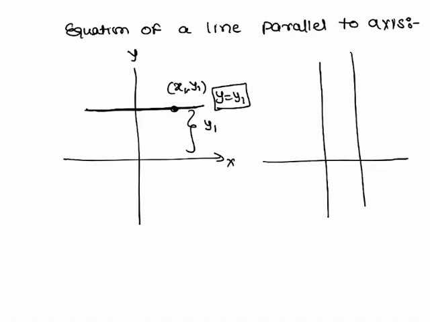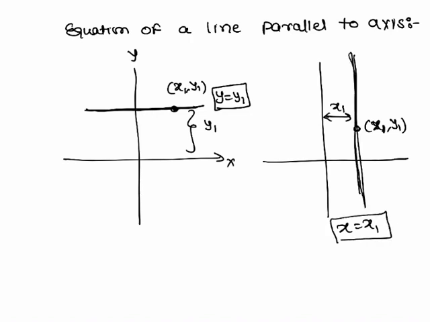Similarly, if line is parallel to y-axis and point is x1 comma y1, in this line if you see this distance x1, it will remain same. So x coordinate on this line will remain same. So the equation of this line is x equals to x1, because if you take any point on this line, y will be variable but x will remain same.